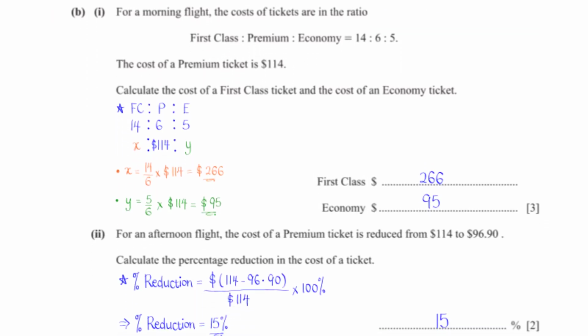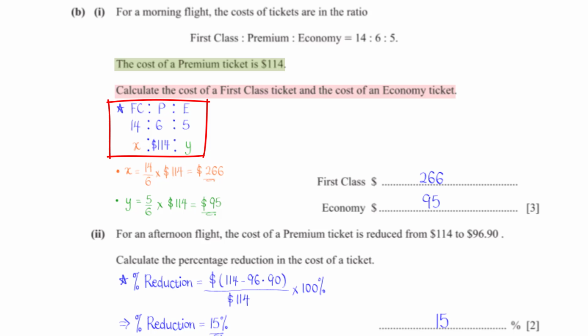For a morning flight, the costs of tickets are in the ratio first class is to premium is to economy is equal to 14 is to 6 is to 5. The cost of a premium ticket is $114. Calculate the cost of a first class ticket and the cost of an economy ticket. So let's set up our ratio. And in this ratio, we are going to represent the cost of a first class ticket with X and the cost of an economy ticket with Y.